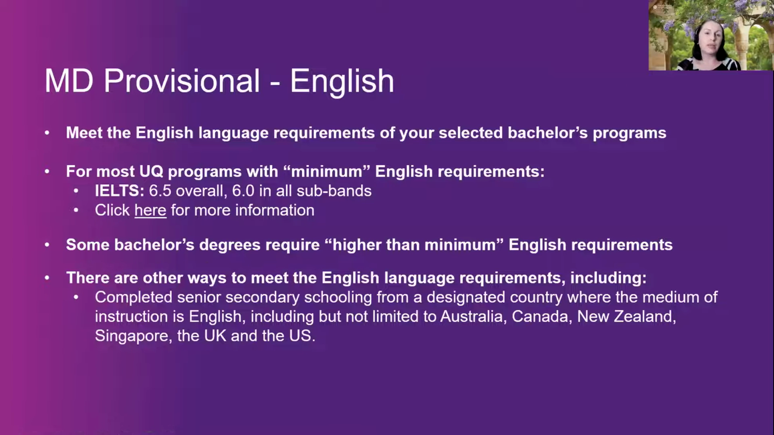So again, provisional entry applicants need to meet an English requirement, and that can be done in a variety of ways, such as test scores or completing high school in English medium instruction. Now, because applicants to provisional entry medicine also choose which undergraduate degree they would like to do, you would also need to meet the minimum English language requirements for the undergraduate degree that you elect to do before moving into the Doctor of Medicine. And please note that some of those actually sit higher than the provisional entry medicine requirement.